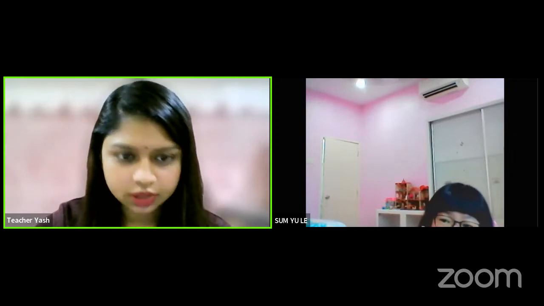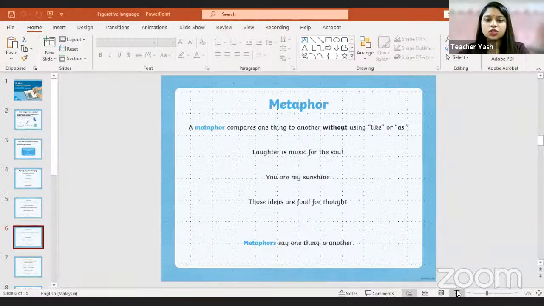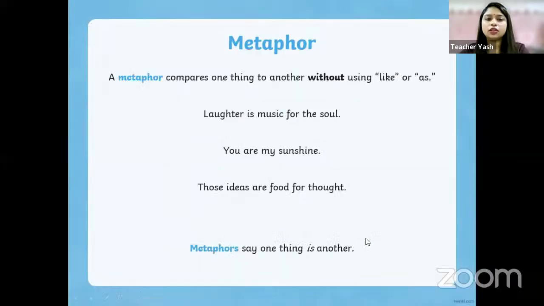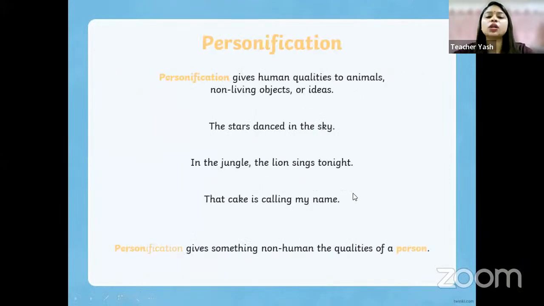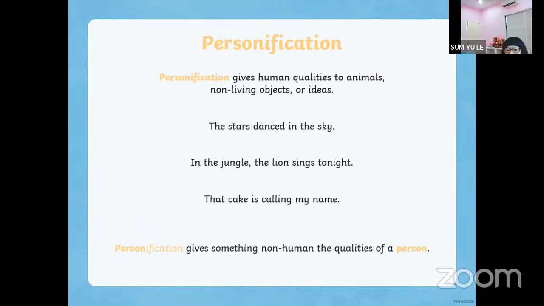Where is the PowerPoint slide? Okay, it's here. So we already know what is metaphor and simile. So now we are going to learn what is personification. Can you please read this? Personification gives human qualities to animals, non-living objects or ideas.